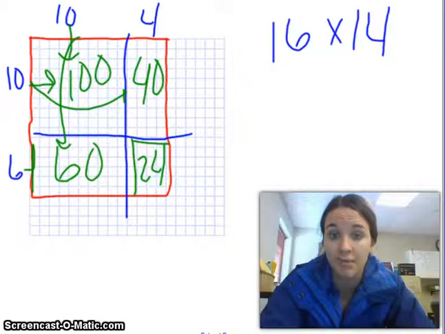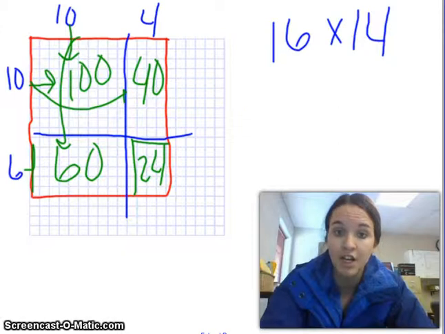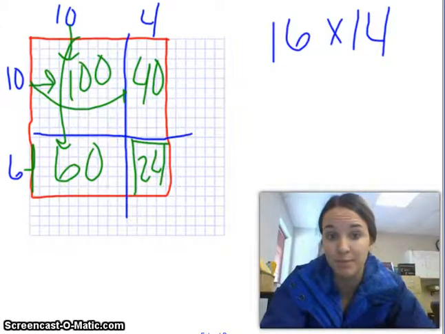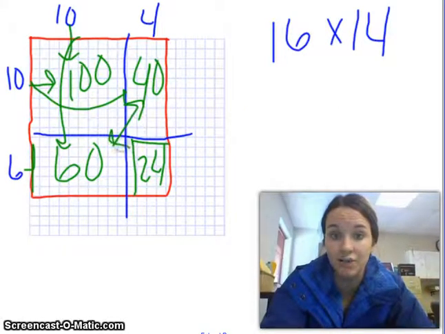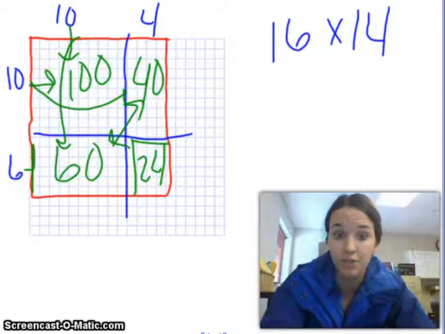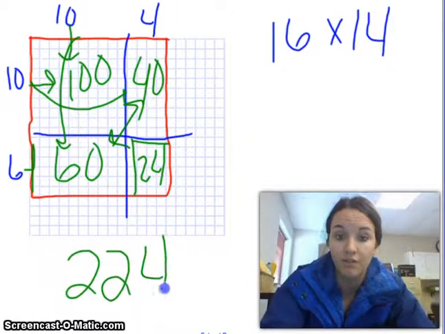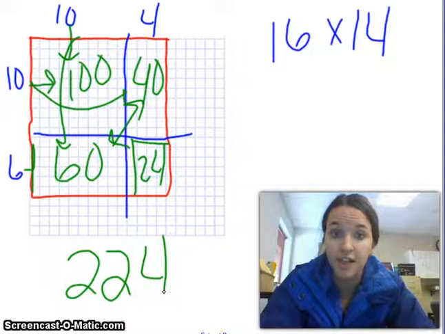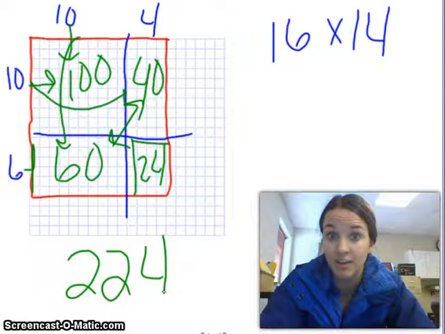So the last step is going to be to add up those partial products. So now I can do this mentally actually, because I know that 60 and 40 is going to give me 100, plus another 100 is 200, would be 224. So that's one way that you can use the arrays to help you solve multiplication problems. This was an example using a grid.